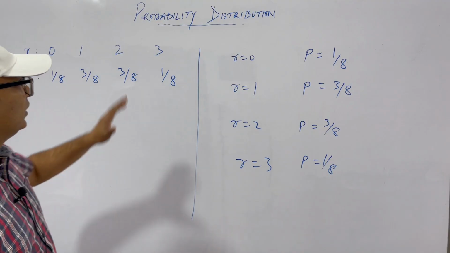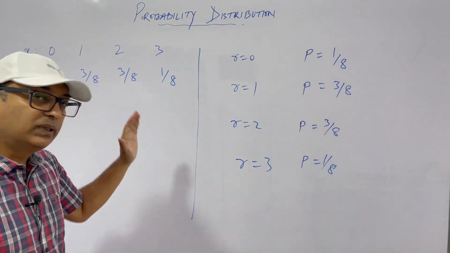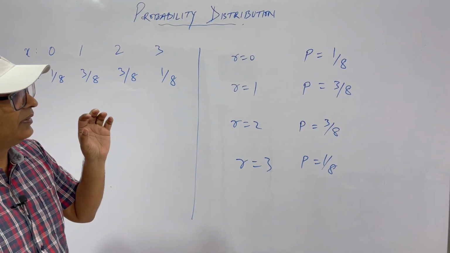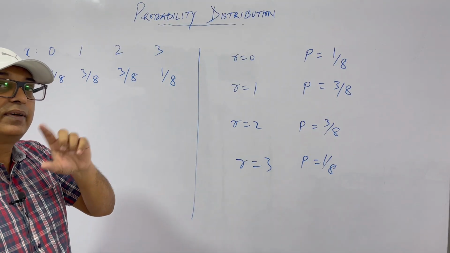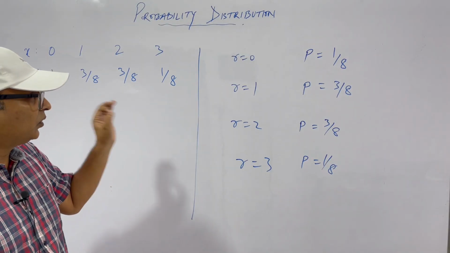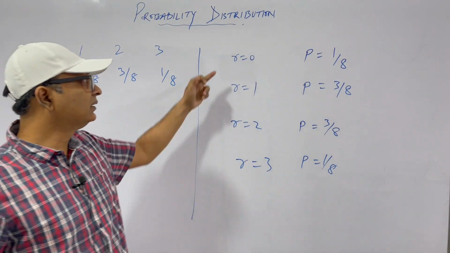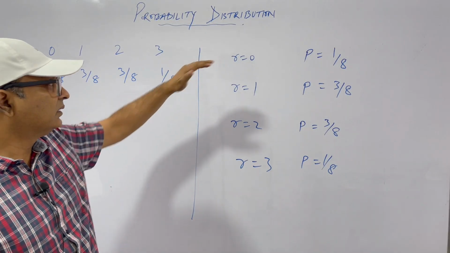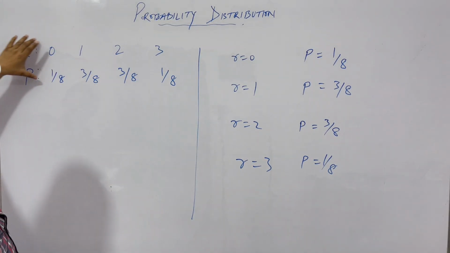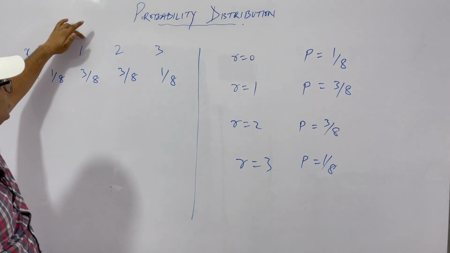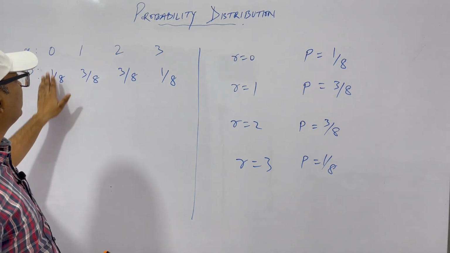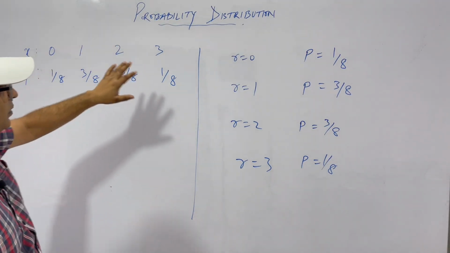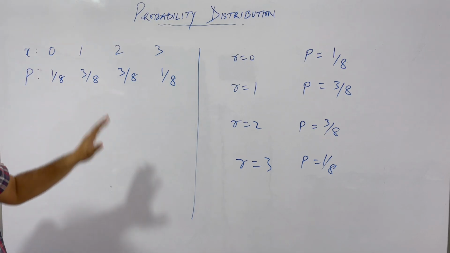Clear? So by probability theory we were able to calculate the value of probability for a particular variate 0, 1, 2, 3, and when we have arranged it like this, where the variate is 0, 1, 2, 3, the probability associated with each variate is written. This is called probability distribution. Now this is a discrete probability distribution.